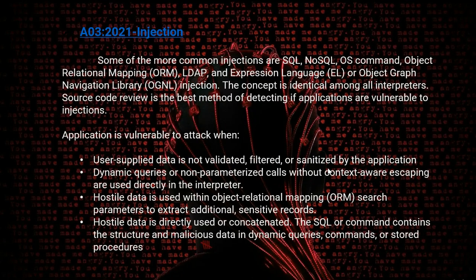If you look at the common vulnerabilities when it comes to injection: the user supplied data is not validated, filtered, or sanitized by the application. Dynamic queries or non-parameterized calls without context aware escaping are used directly in the interpreter. Hostile data is used within object relational mapping search parameters to extract additional sensitive records. Hostile data is directly used or concatenated, so the SQL or command contains the structure and the malicious data in dynamic queries, commands, and stored procedures. So these make an application vulnerable.